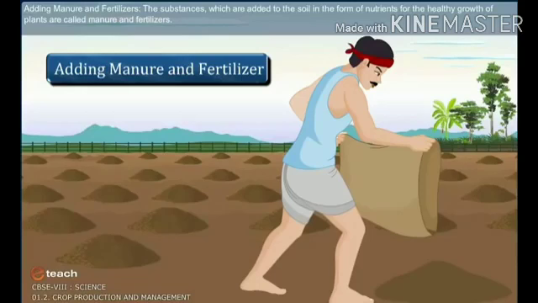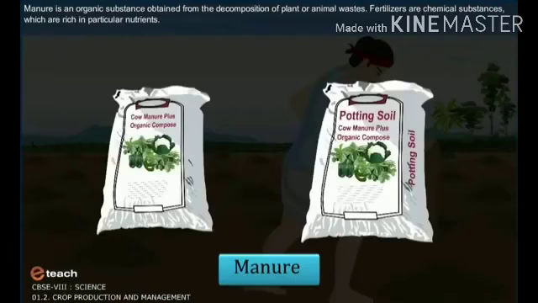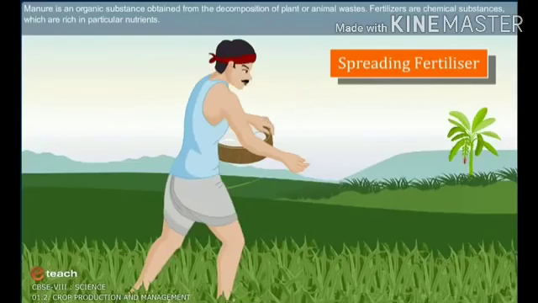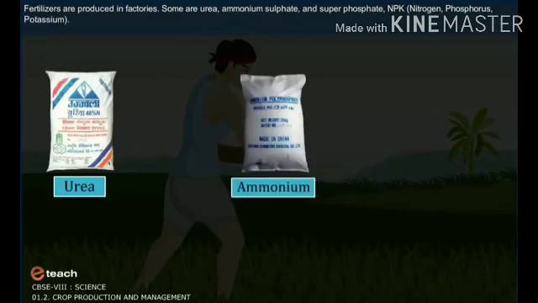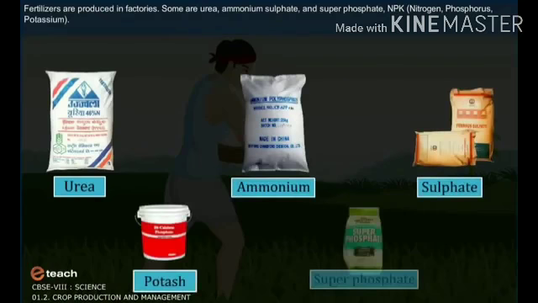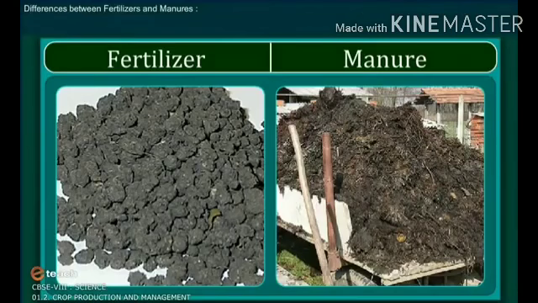called manure and fertilizers. Manure is an organic substance obtained from the decomposition of plant or animal wastes. Fertilizers are chemical substances which are rich in particular nutrients. Fertilizers are produced in factories. Some are urea, ammonium sulfate and superphosphate, NPK: nitrogen, phosphorus, potassium.